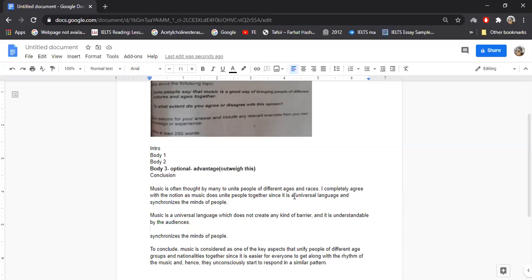So when I'm saying that it's a universal language, it's a universal language which is easy to comprehend by everyone. As music does unite people together, since it is a universal language which is easy to comprehend by everyone, comma, and okay, you see, Tanzita, we are literally adding things up. So music is considered as one of the key aspects for everyone to get along with the rhythm of the music.